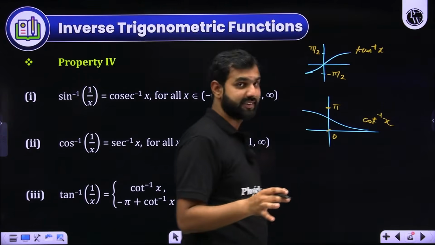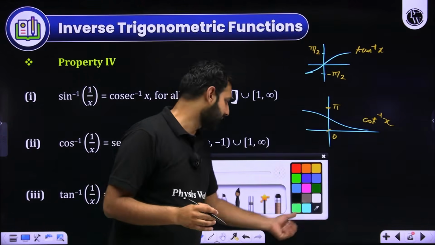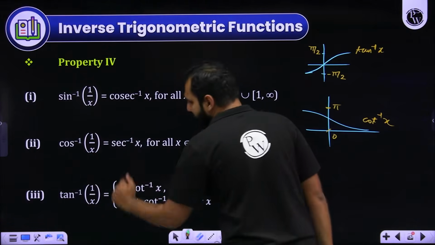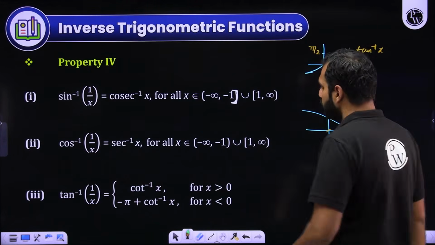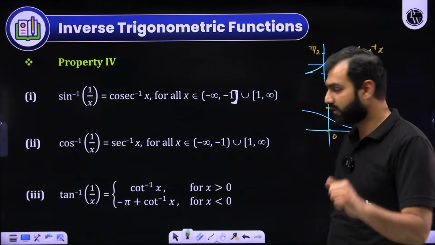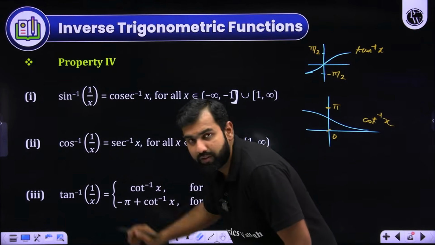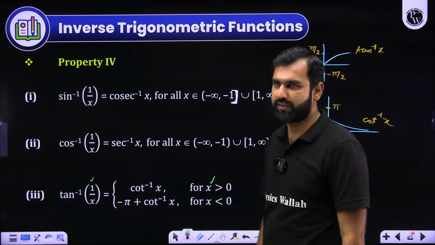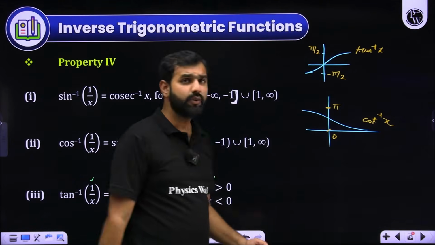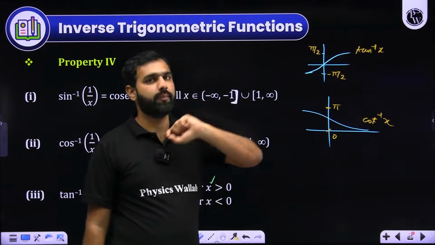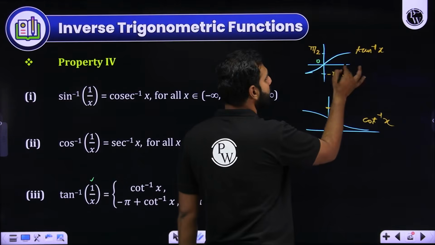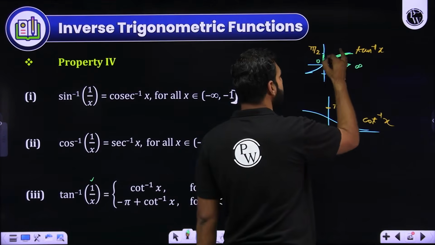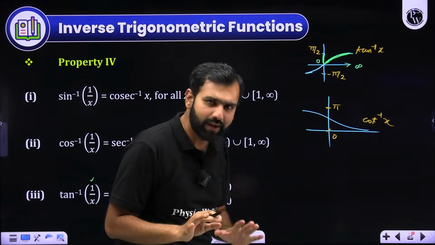Now, why am I discussing all this? The catch here is this: when you are finding the value of tan inverse 1 by x, whenever x is positive, 1 by x will also be positive. And whenever you take tan inverse of a positive value, you get values from 0 to pi by 2. I hope you're perfectly okay and fine with this.